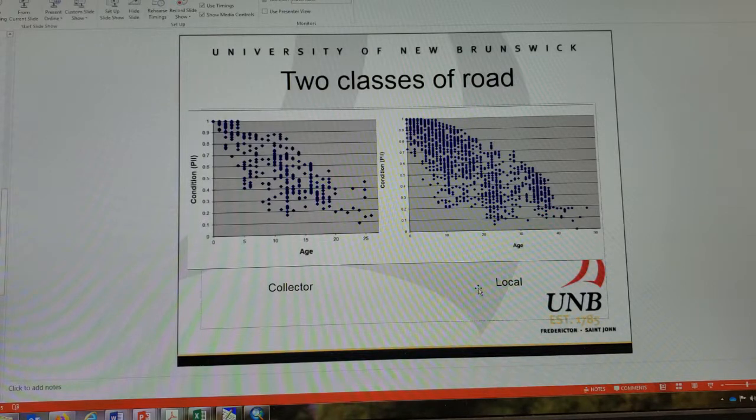So as you can see, we got two classes of road here. Both of them have a lot of data points, and we can see some kind of relationship between age and condition. So we know that taking the average condition of all of these roads wouldn't necessarily be useful. The useful component is understanding that there's a connection between age and condition.